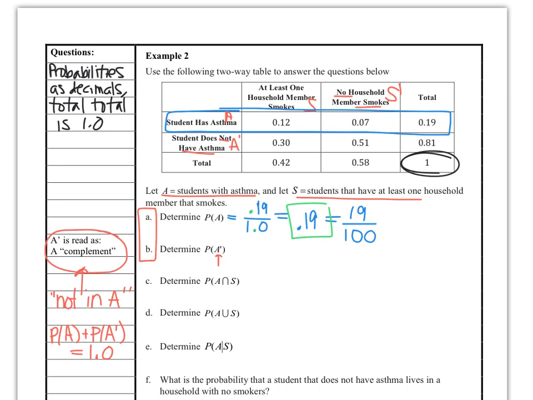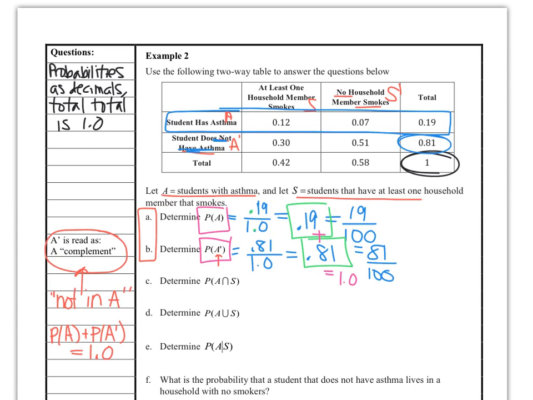Probability of being a student without asthma, A complement, so meaning the student does not have asthma. Well, that's going to be the 0.81. Total number of students without asthma out of the 1.0. And again, because it's just out of 1.0 or out of 1, then it's just 0.81. Or I could write it as 81 out of 100. And here's where I was talking about the probability of A and A complement. These two numbers add up to a total of 1.0. That should always happen because you're taking what's in A and what's not in A, and that should total up to 100%. Okay?